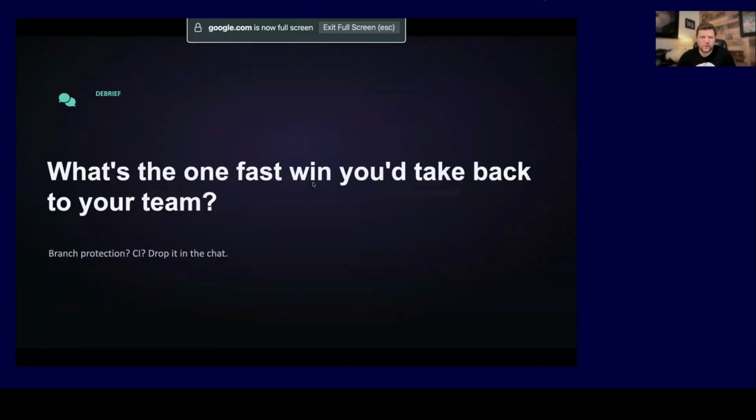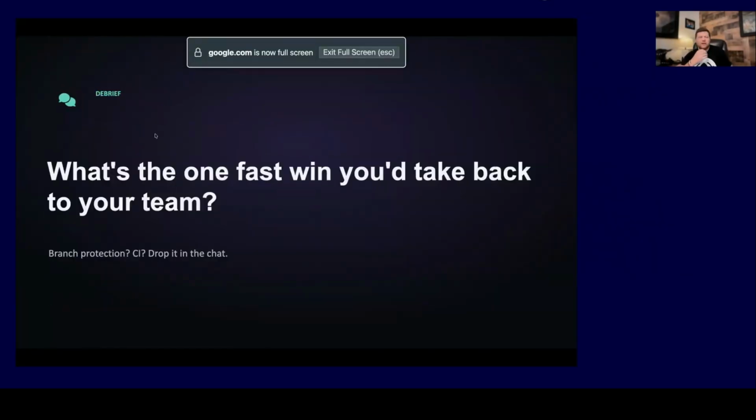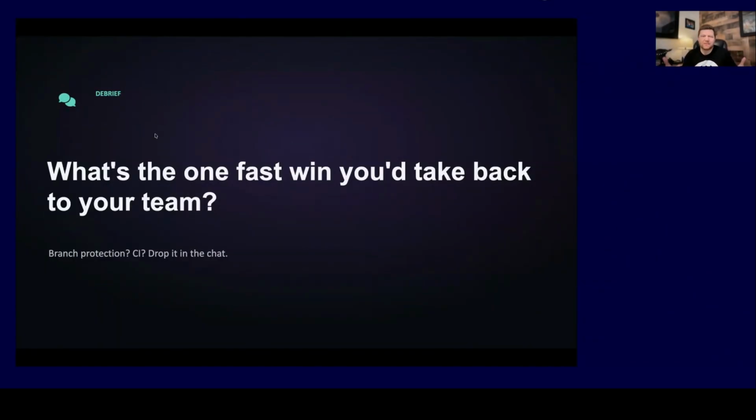All right, so let's go to the next scenario here. But first, what's the one fast win? Think about it from your perspective, that you'd take back to your team. If you had that level of visibility, what kind of guardrails, making sure that your environments and repositories are set up for agentic development, what's one fast win that you think you would be able to take back to your team?